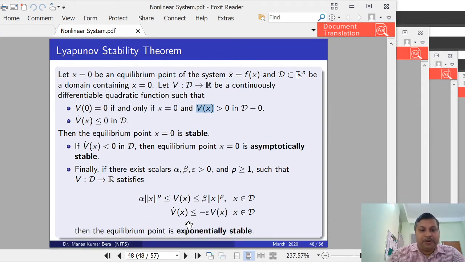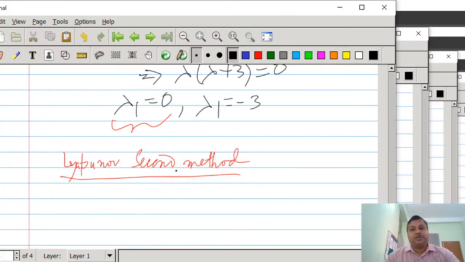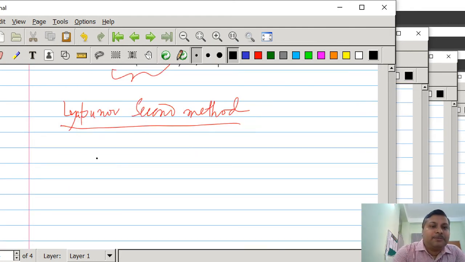And if you prove that V dot x is less than or equal to some constant minus some constant epsilon V x, then you can say that the system is asymptotically stable. So the whole theory depends on the search for V x. So the obvious question is how to construct the V x. In this course there is very little scope to show you how V x is constructed. There are several methods through which we can construct V x, but for the time being V x will be provided to you. We will assume that some V x we will choose.